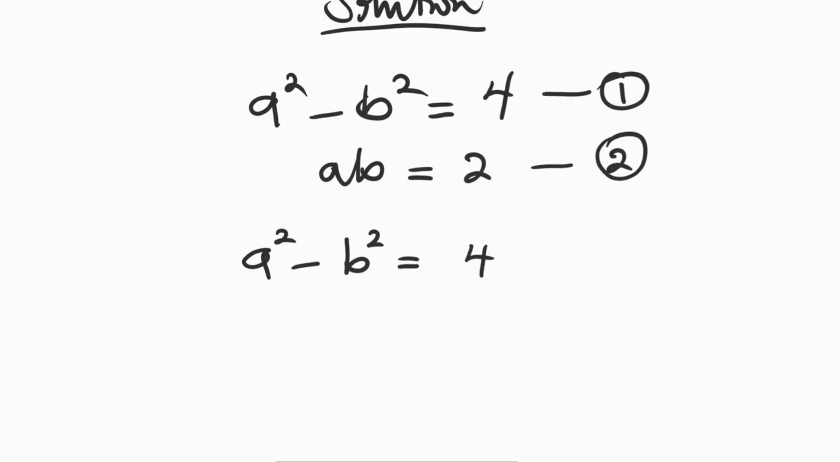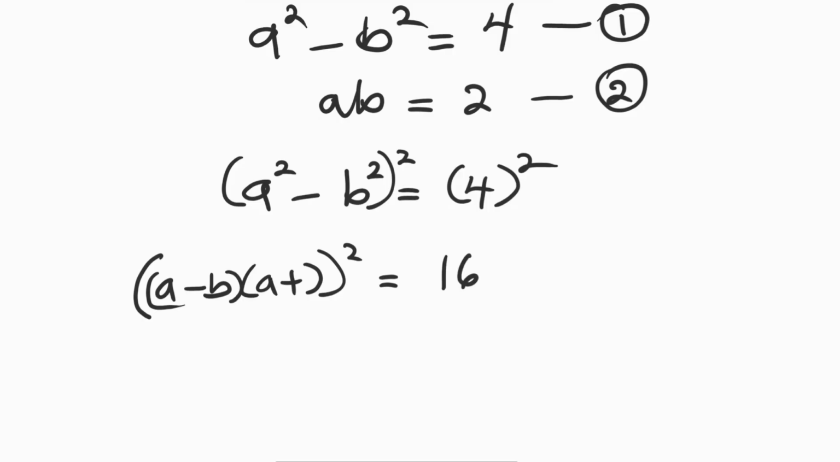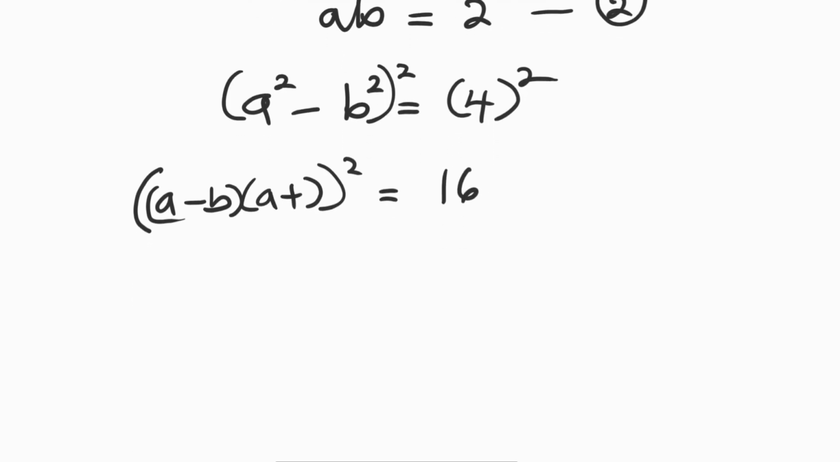Now, let's go ahead and square both sides. That is what we have. Now, the left hand side we can rewrite in a different way. We can rewrite it as a minus b, a plus b, all squared equals 4 squared, which will give us 16.